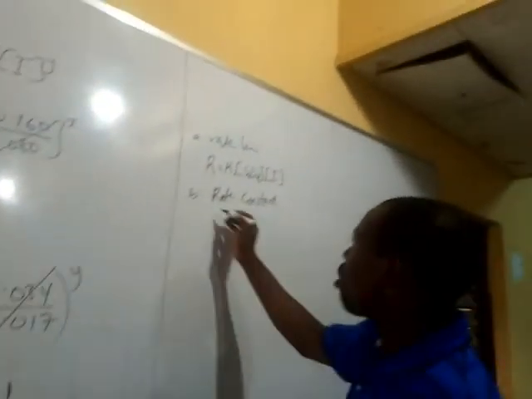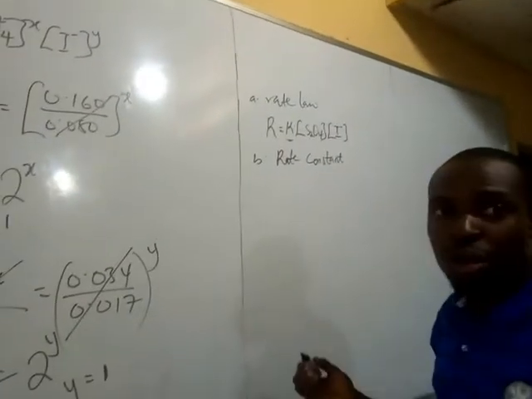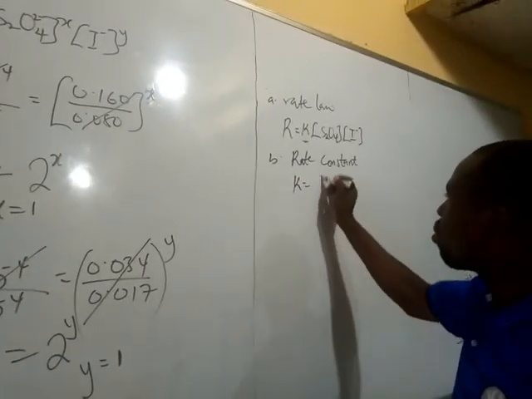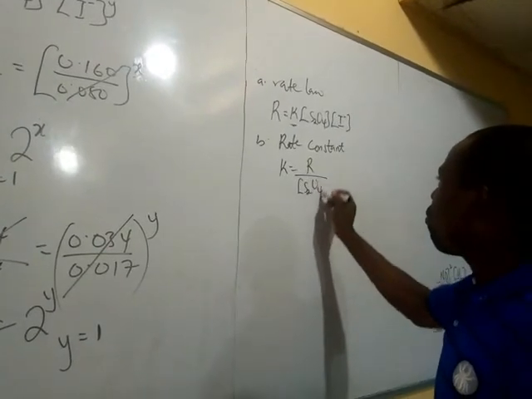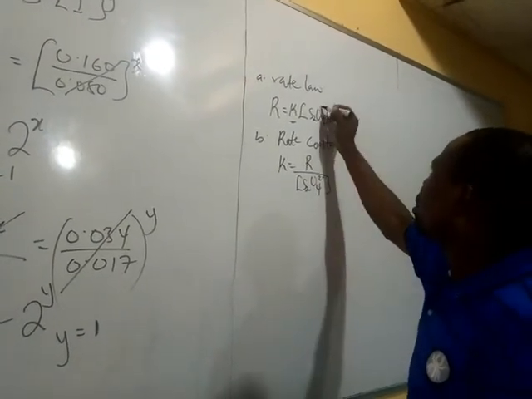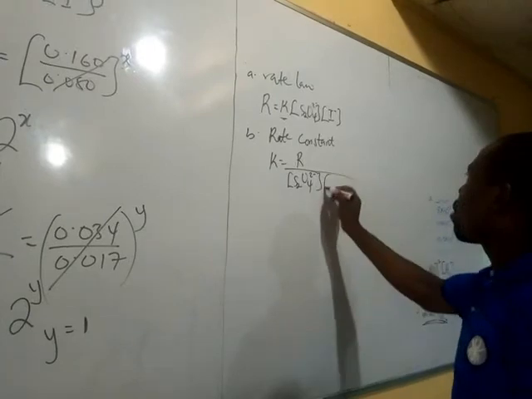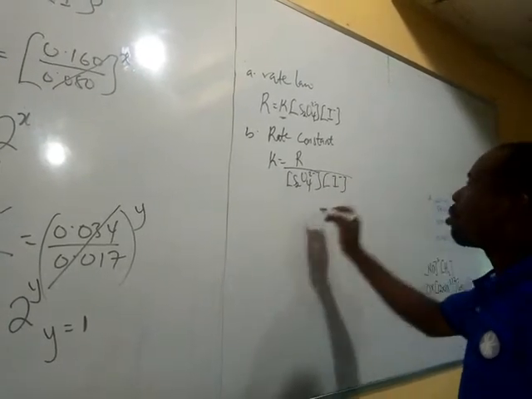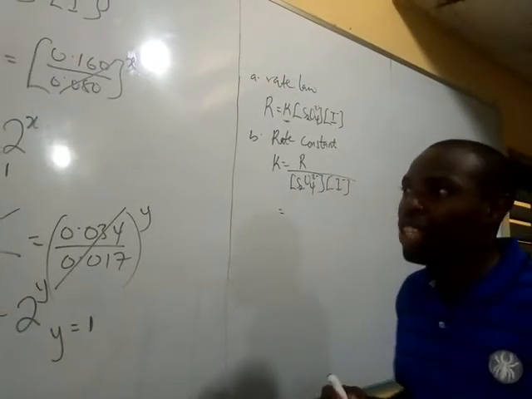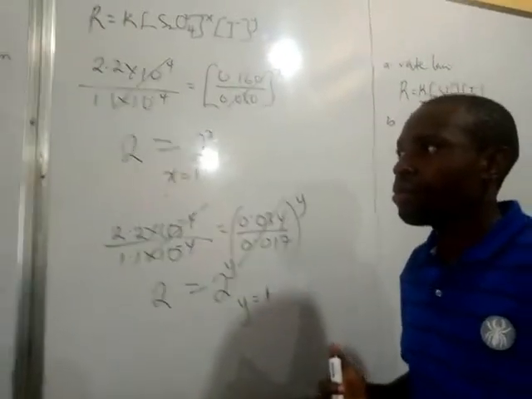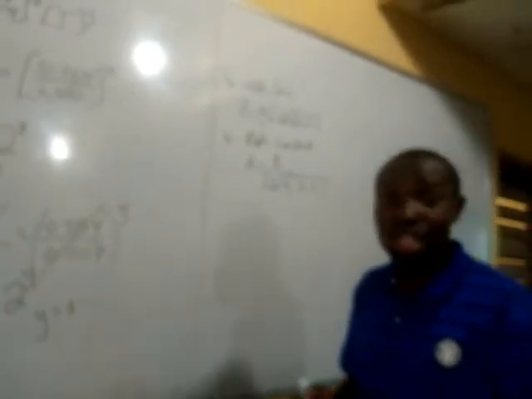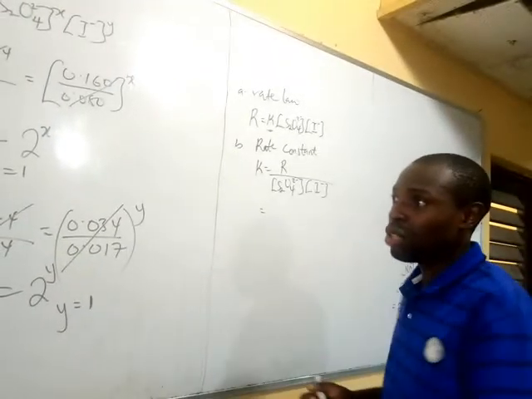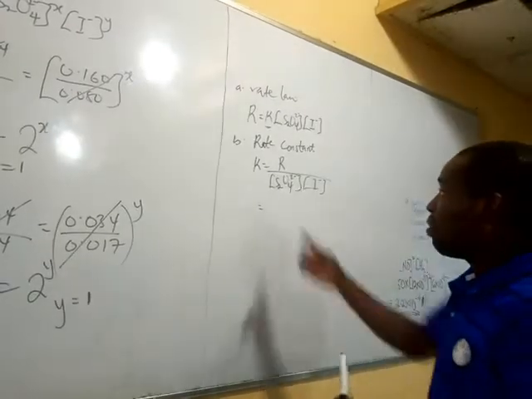Simple. You just make k the subject of the formula by saying k is equal to the rate over the concentration of S2O8 2 minus times the concentration of the iodide ion. I told you to pick any of the experiments, so you can either pick experiment 1, 2, or 3, and you will get the same answer. So we'll pick experiment 1 to determine the value of k.